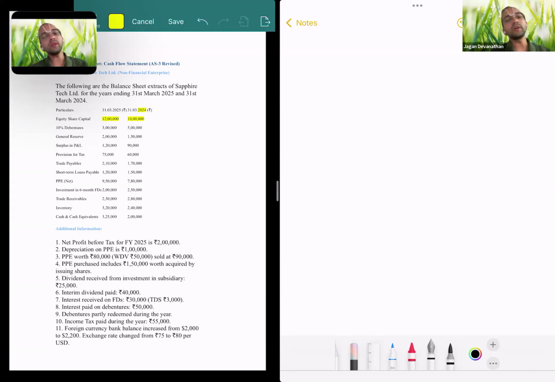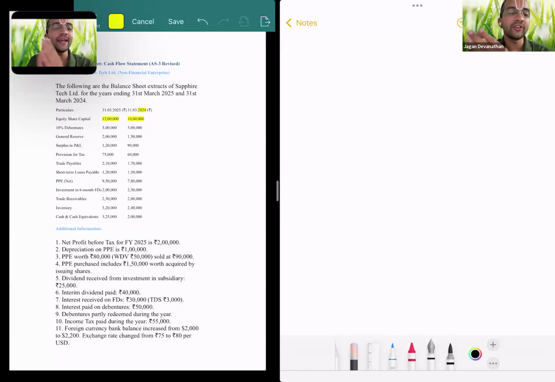Now, trade receivables have decreased from 2,80,000 to 2,30,000, which means that you have received cash to the tune of 50,000 from the debtors. Next is inventory. Inventory has also increased, which means that you have paid for the inventory. The last one is cash and cash equivalents, which has increased from 2 lakhs to 3,25,000, subject to adjustments.